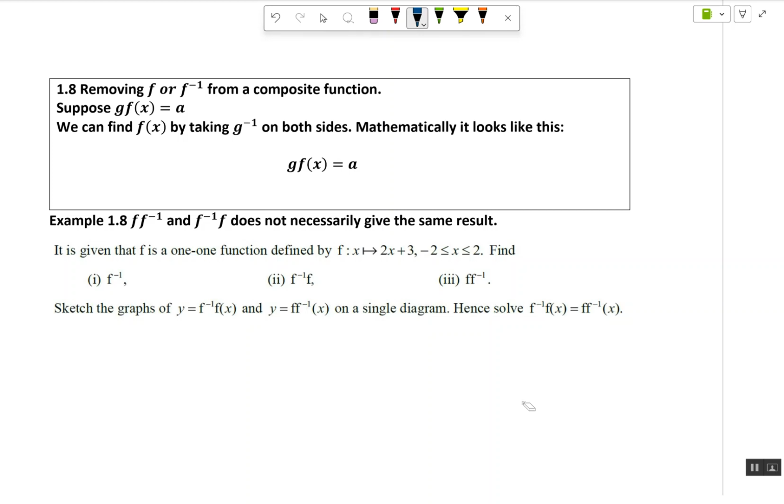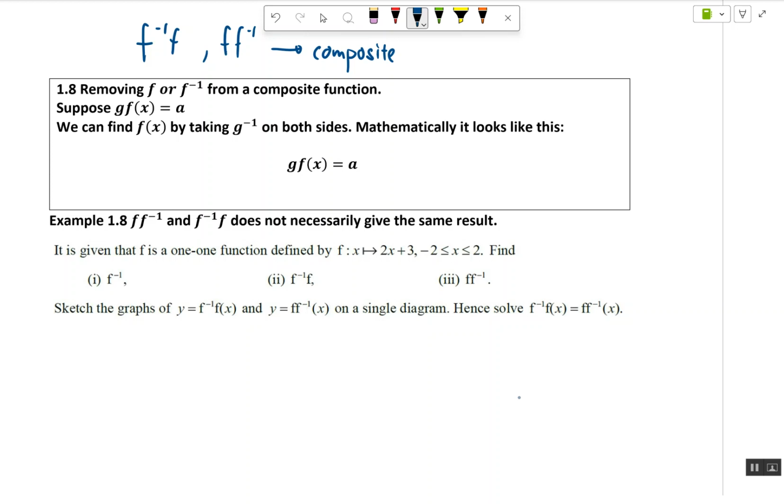Part involves f inverse f. So when you see f inverse f or f inverse, these are composite functions. They are all going to give you the same result, but the domain is different, so the function is actually different. I'm going to show you in this example over here.